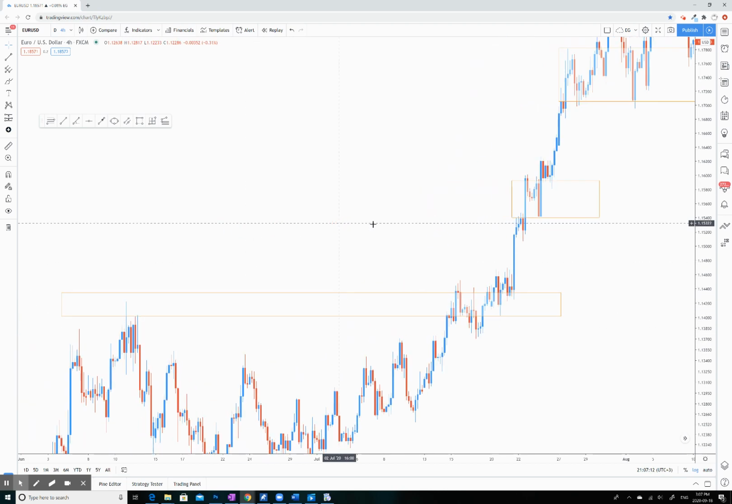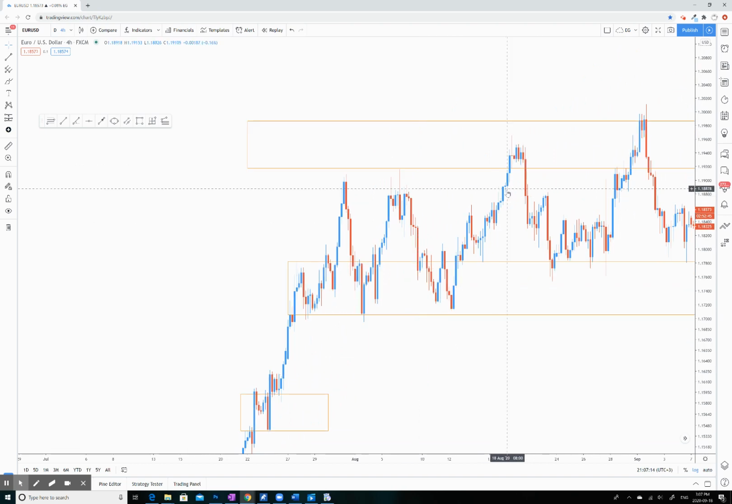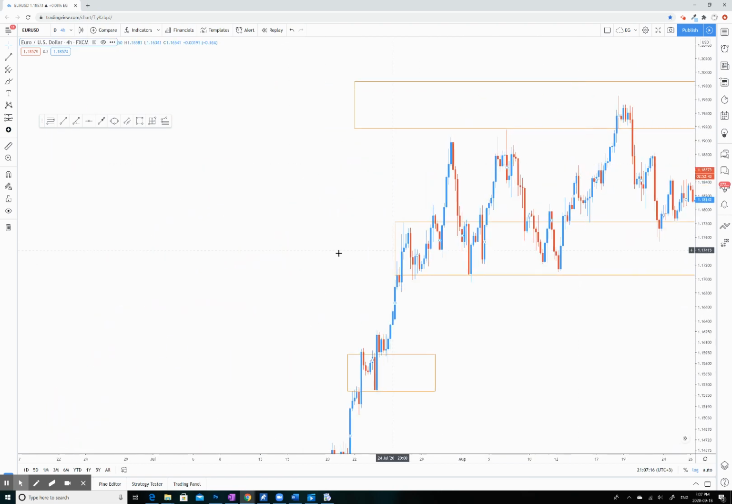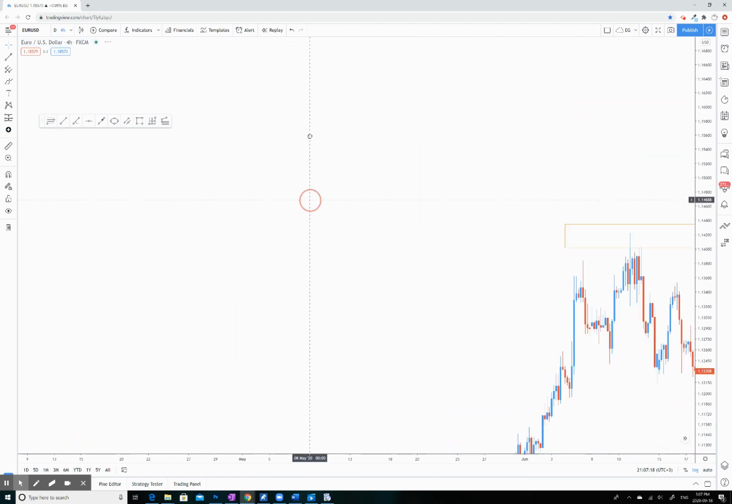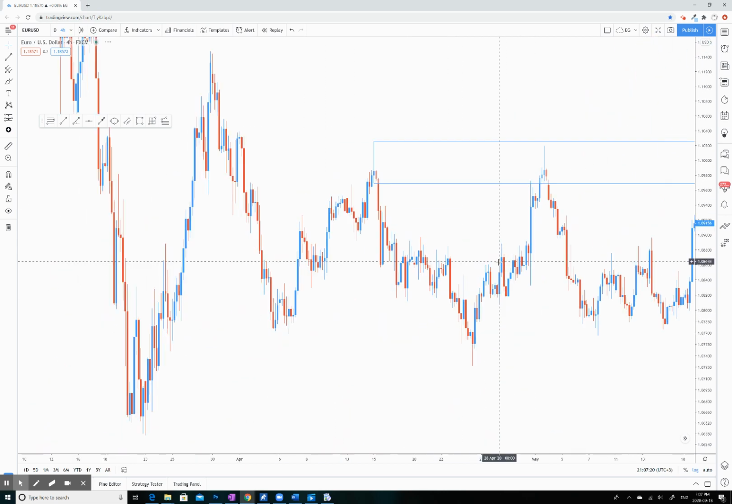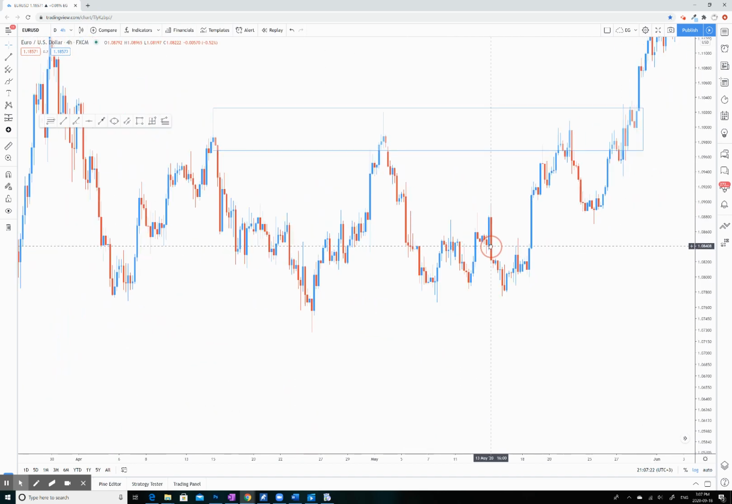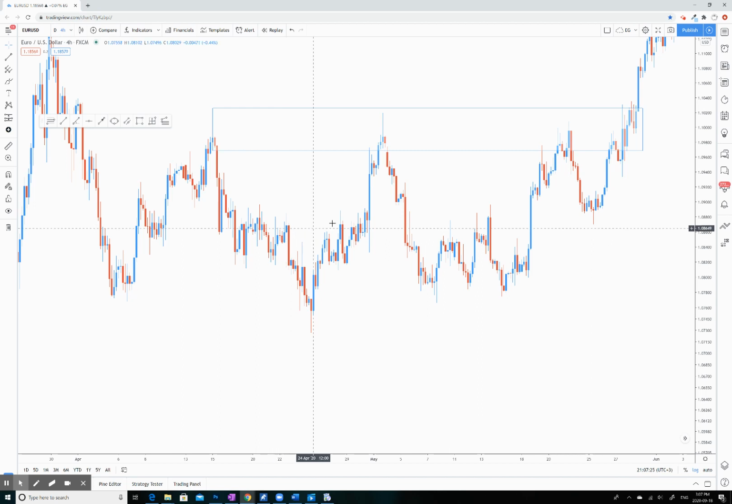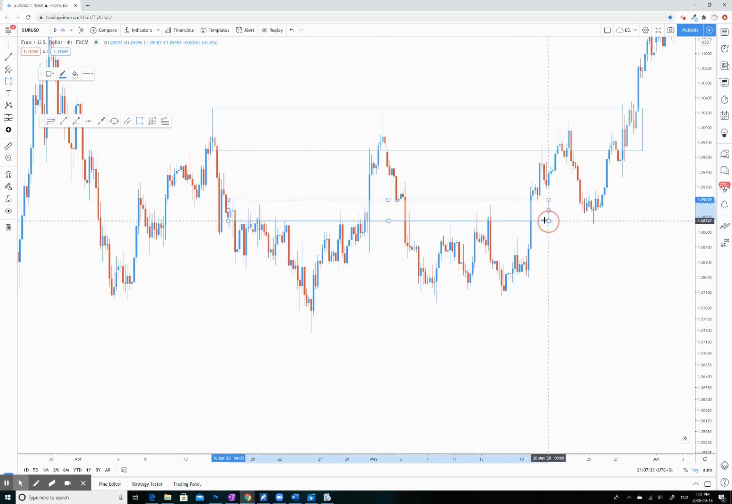Oftentimes what I'll see people do, and I've definitely been guilty of this as well, is we kind of place our zones and our lines where we want them to be. So we can get into this bad habit of, you want this to be an area, so you'll draw it in as one. I'm definitely guilty of doing this from time to time as well. I don't think any of us are perfect here, but a really good tip to ensure.